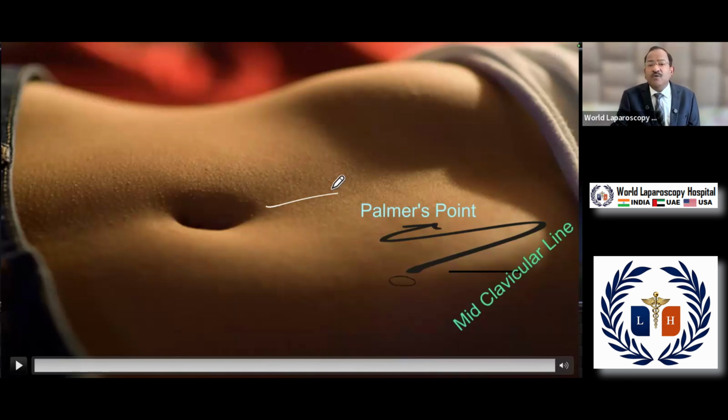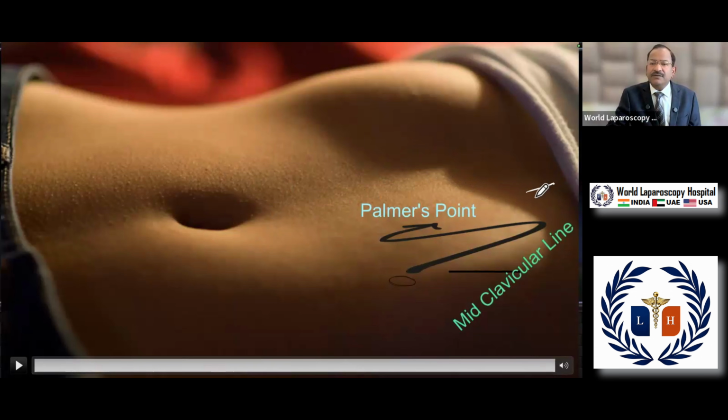Or if you have to go more than 10 centimeter supraumbilical, then also direct entry should not be used. First you should go with the Palmer's point. Palmer's point has many advantages. One of the big advantages is that this is the only part of hollow viscus which can be deflated just by putting one nasogastric tube.